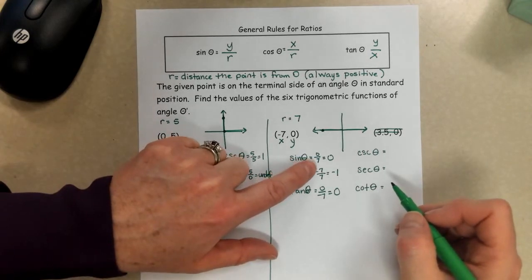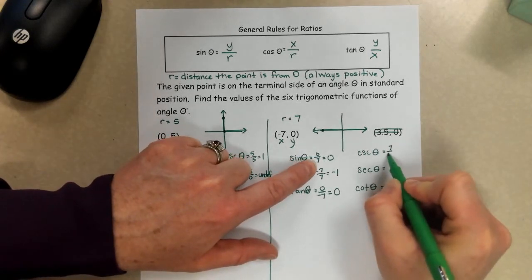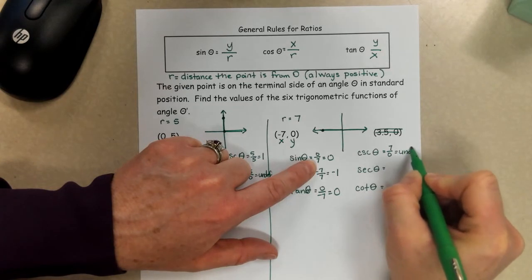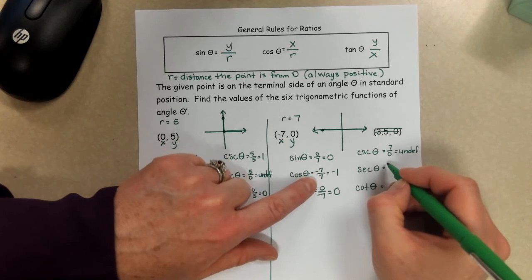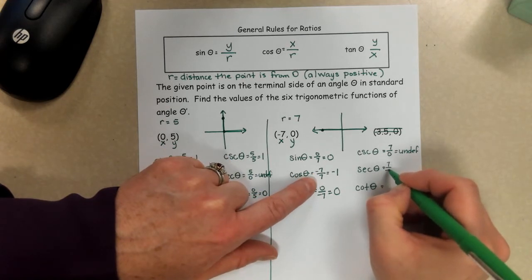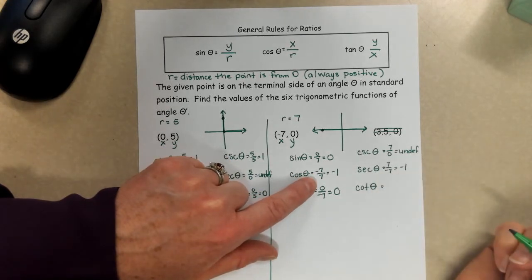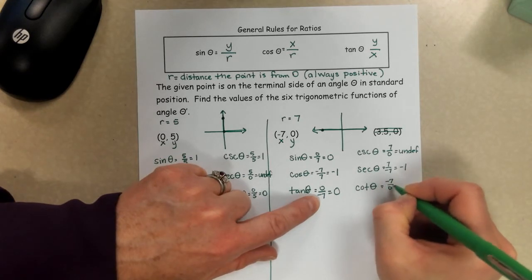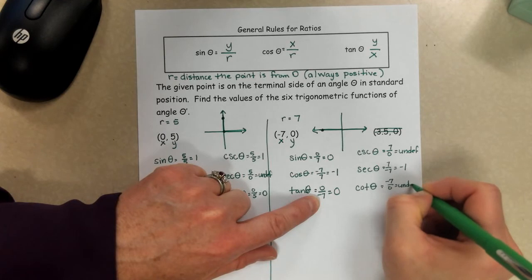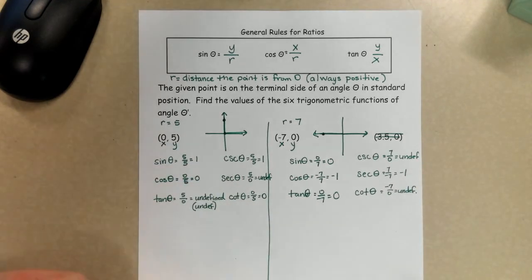Alright, so sine turns to cosecant. So now it's 7 over 0, so undefined. Cosine turns to secant, 7 over negative 7, so negative 1 again. And cotangent is negative 7 over 0, so now undefined. Okay, always please simplify your answers to simplified terms, 1s, 0s, and undefines, and ask questions if you need help.